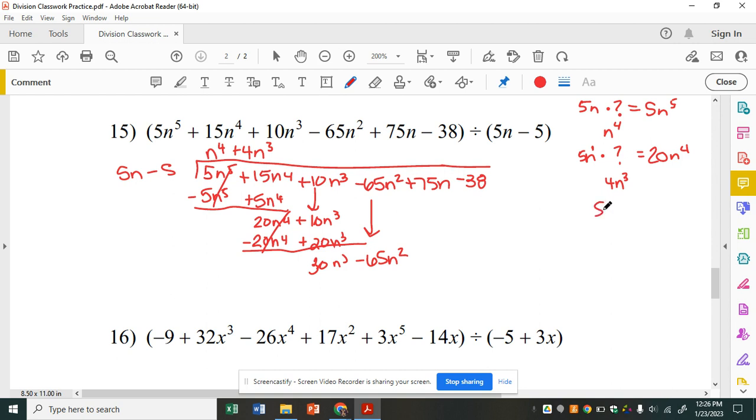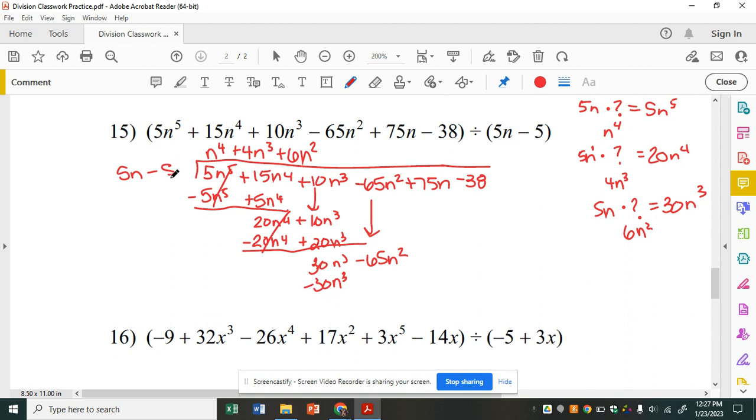Okay. Next question we ask ourselves, 5n times what equals 30n cubed? Again, you can do 30 divided by 5, or if you know 5 times 6, that'll give you 30. To get n to the third, you'd have to multiply it by 2 more n's. So this is what goes on top of the house. We would have, again, it's positive, so I'd make it 6n squared. And then again, 5n times 6n squared gives me 30n cubed, but we have to make it negative.